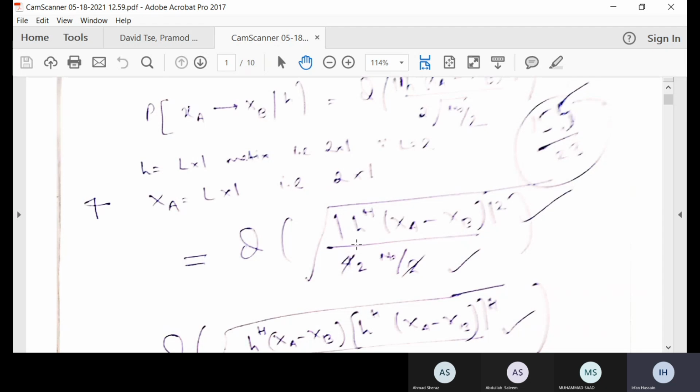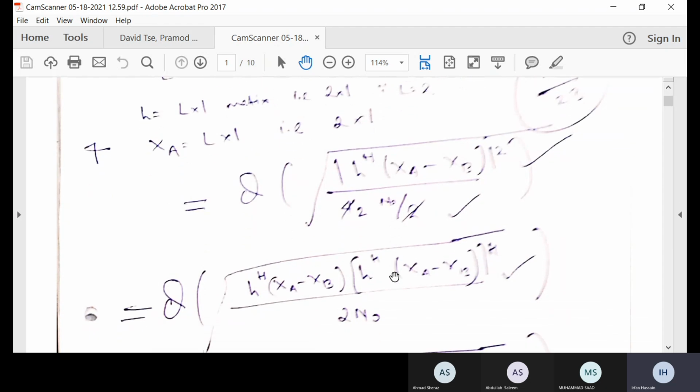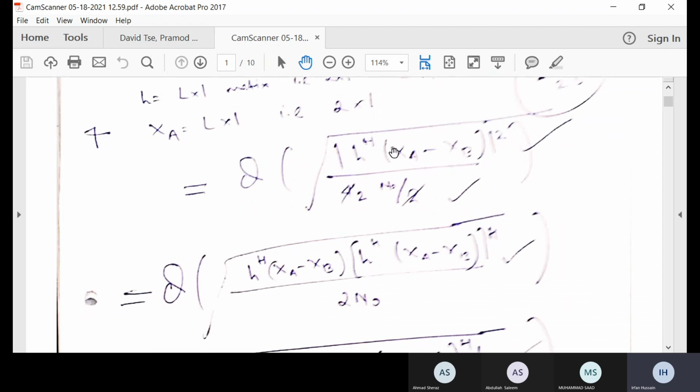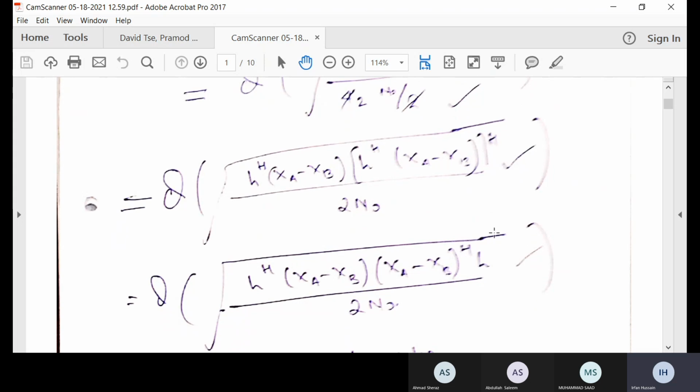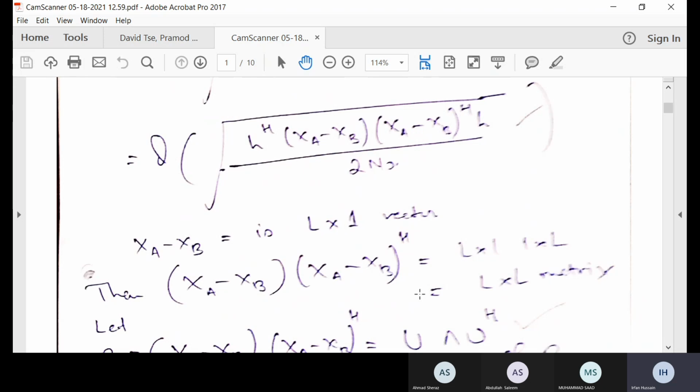So I make the under root go above. This becomes 2 squared, which becomes 4. And then I open this: mod square is equal to the vector times its conjugate transpose. Now I know XA minus XB is an L cross 1 vector, so this will be L cross 1, and this will be an L cross L matrix.